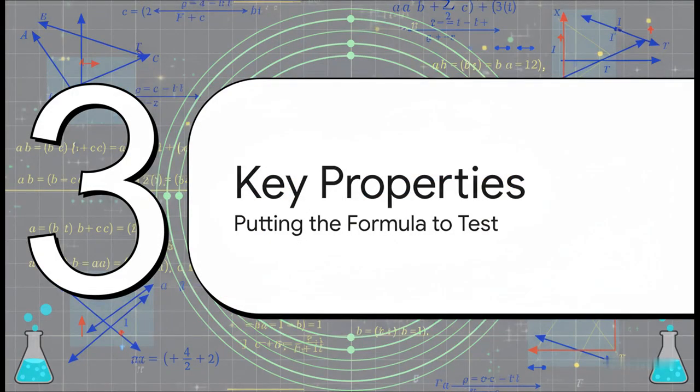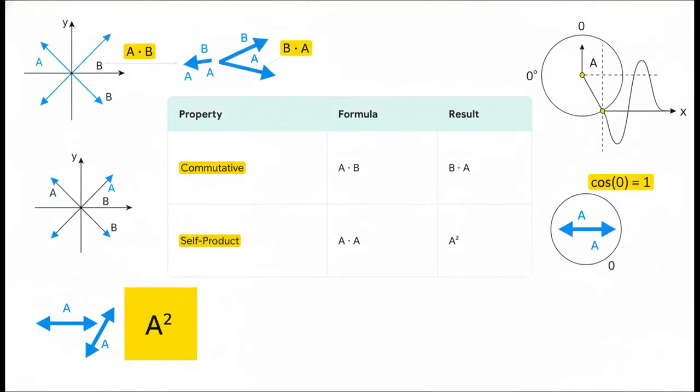All right, now that we have the formula down, let's play with it a bit. We're going to look at some special cases and key properties. And this is where you'll really start to see how useful and consistent this whole idea is. Let's start with two really basic but important properties. First, it's commutative. That just means A dot B is the exact same thing as B dot A. The order you do it in doesn't matter one bit. Second, what if you dot a vector with itself? Well, the angle is 0 and the cosine of 0 is 1, so you just get its magnitude squared.